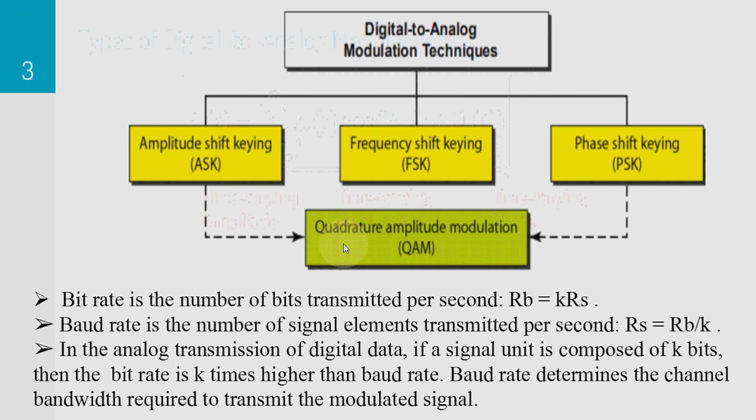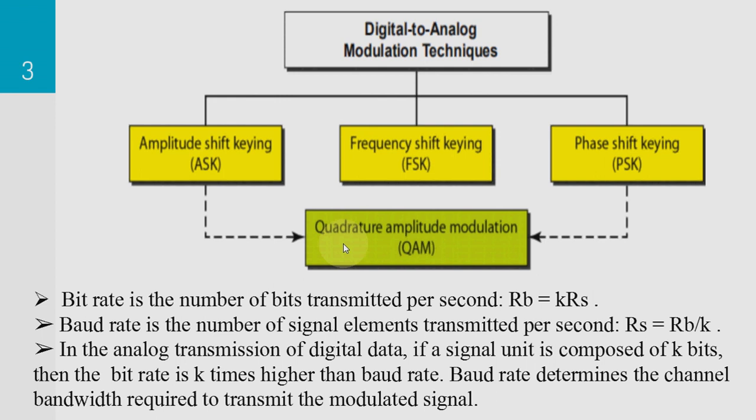So the digital modulation or digital to analog modulation techniques can be categorized as amplitude shift keying, frequency shift keying and phase shift keying. And one more technique is quadrature amplitude modulation, where amplitude and phase can be changed.